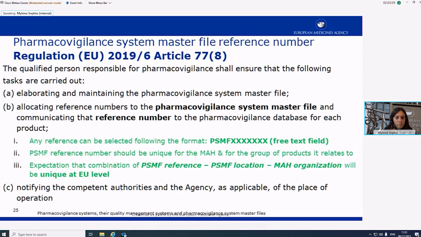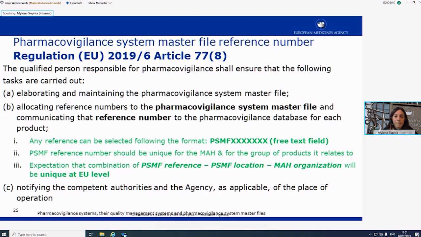If you go to the next one, of course, the QPV has a big role in that. They will prepare and maintain the pharmacovigilance system master file, and they are the ones to allocate the PSMF reference number. And we had discussions before on this PSMF reference number. Now there is not going to be any restrictive guidance for the number. What has been decided is that you can select, and this is what the legislation says actually, the QPV should select and allocate the reference number.